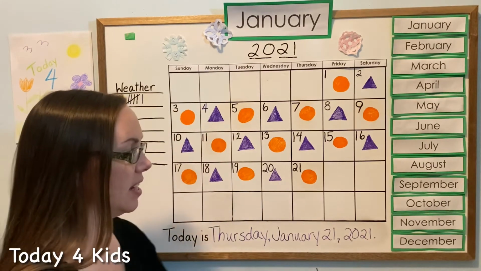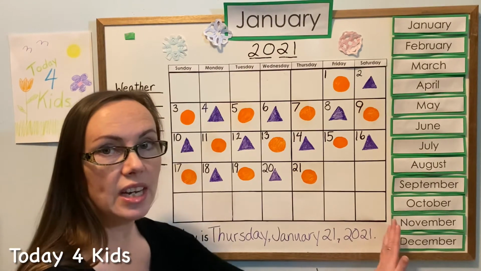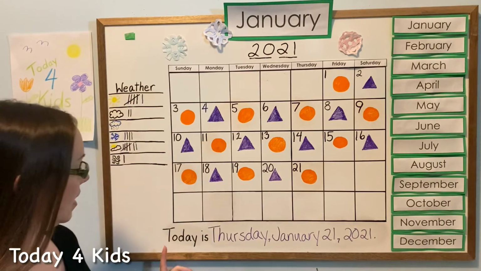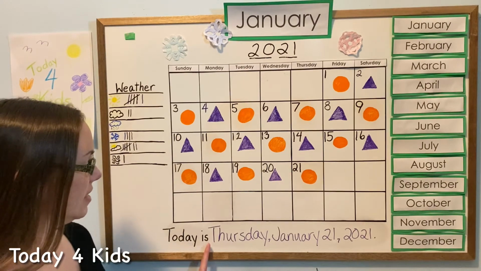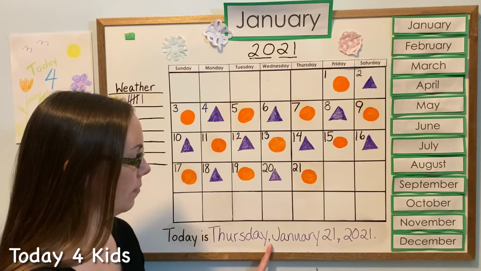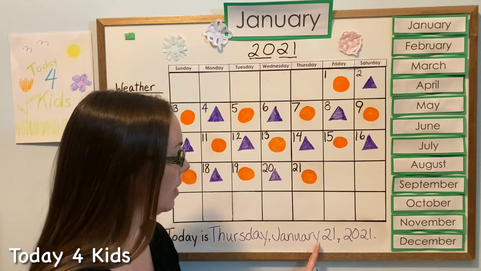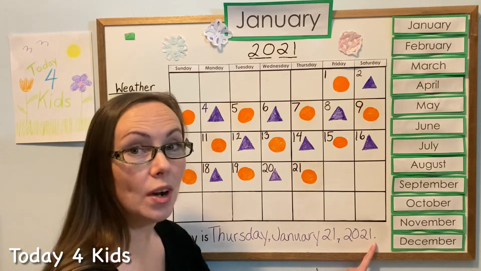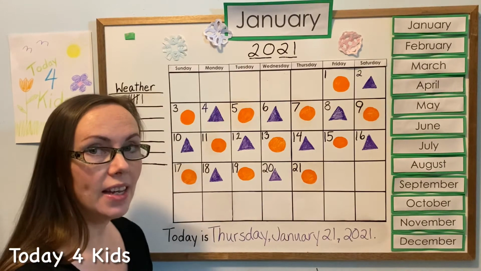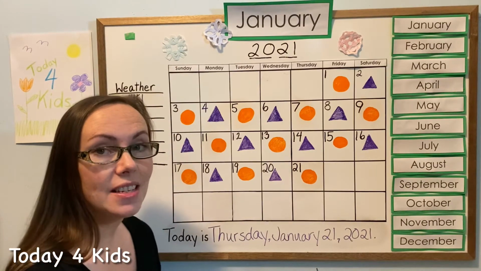And a period tells us that our sentence is done, so we don't read any further. That's the end of the sentence. Let's say the whole sentence together. Today is Thursday, January 21st, 2021. Great job trying.